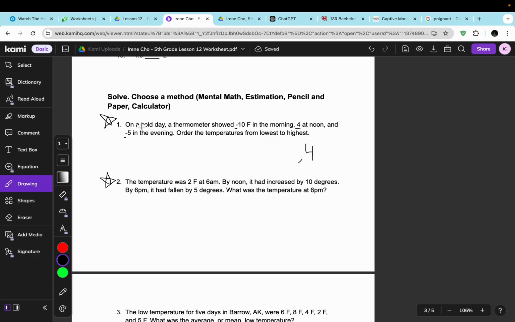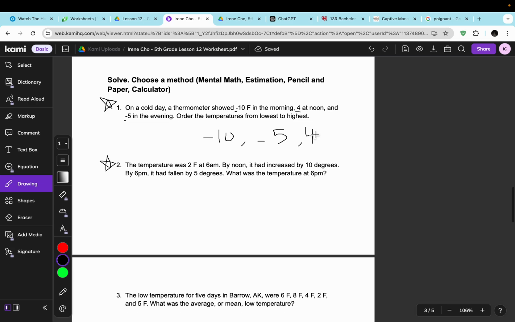Now looking at negative 10 and negative 5, as I said, the greater the distance a number is from 0, the smaller it is. Since 10 is a greater distance from 0 than 5, we can tell that negative 10 is the smallest, and then negative 5 is the middle. It says to order the temperatures from lowest to highest. So negative 10 degrees Fahrenheit, negative 5 degrees Fahrenheit, and then 4 degrees Fahrenheit.